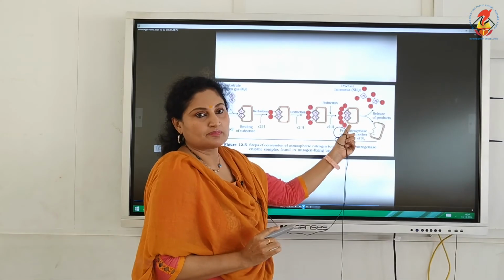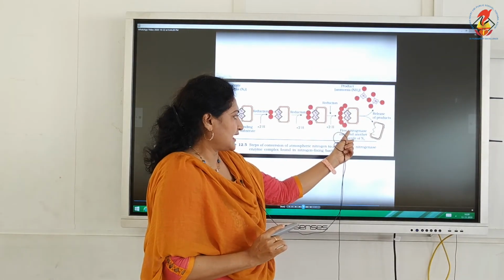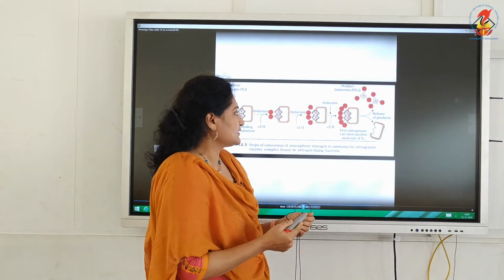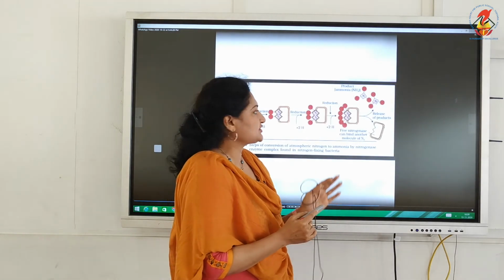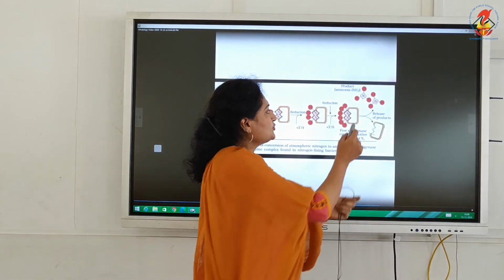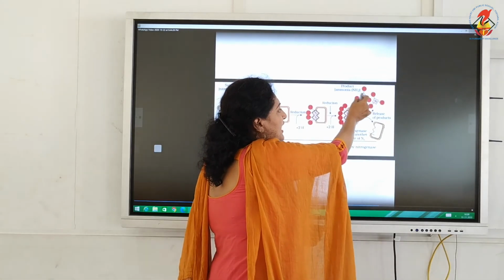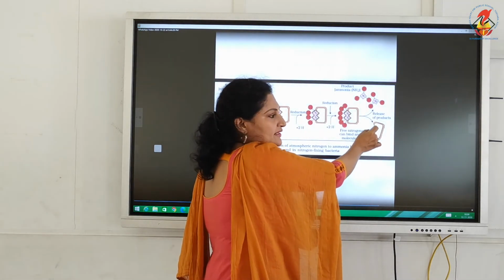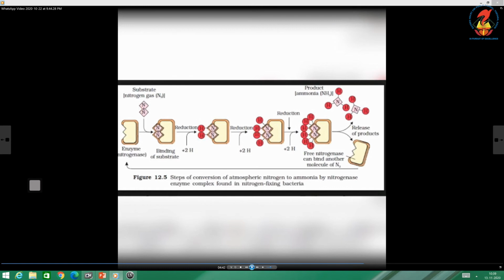This was brought about by the enzyme nitrogenase. It is acting as a catalyst. So we saw the three steps of reduction, and finally these two molecules of ammonia are released, and the nitrogenase is available to do the next cycle of events. It will catalyze the next nitrogen molecule and convert it into two molecules of ammonia. Again it repeats this procedure.